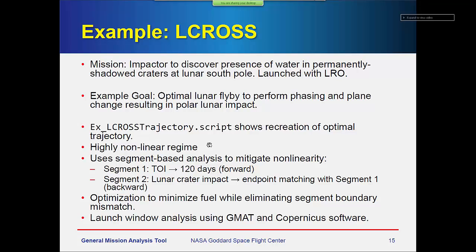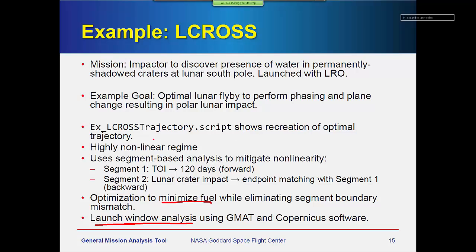So this is a highly nonlinear regime. We used GMAT in a segment-based analysis where we placed one segment on the outbound leg, put one segment at the impact, propagated them one segment forward, one segment backwards, and imposed a matching constraint in the middle. And then we used an optimizer to change the properties of the two endpoints while maintaining continuity to minimize fuel. And then we did some launch window analysis using GMAT and Copernicus.